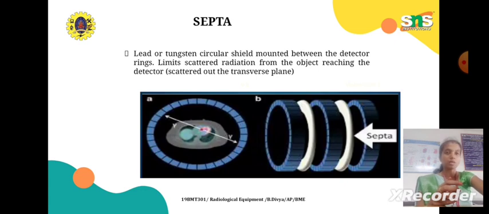Next is septa. A lead or tungsten circular shield is mounted between the detector rings. It limits scattered radiation from the object reaching the detector, scattered out of the transverse plane. This septa is used for limiting the scattered radiation. By using septa, we can control the scattering of rays in other directions.